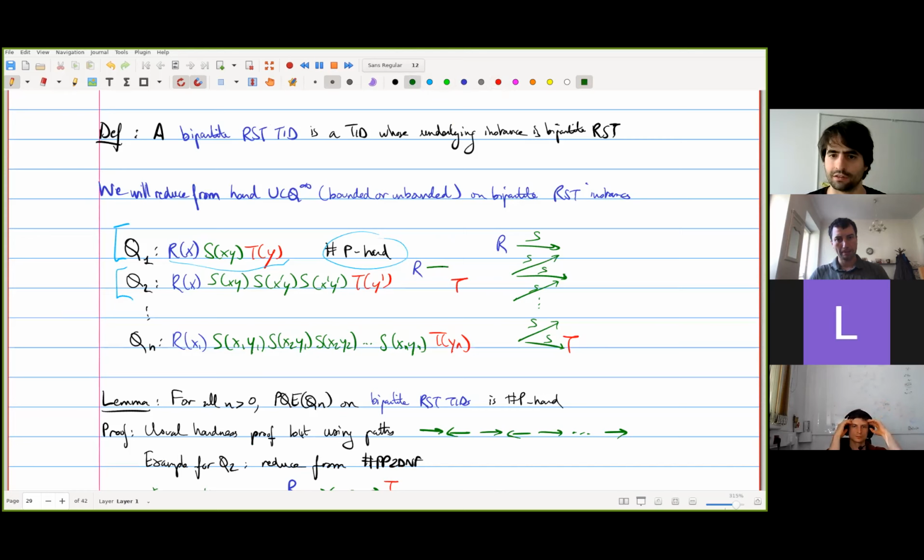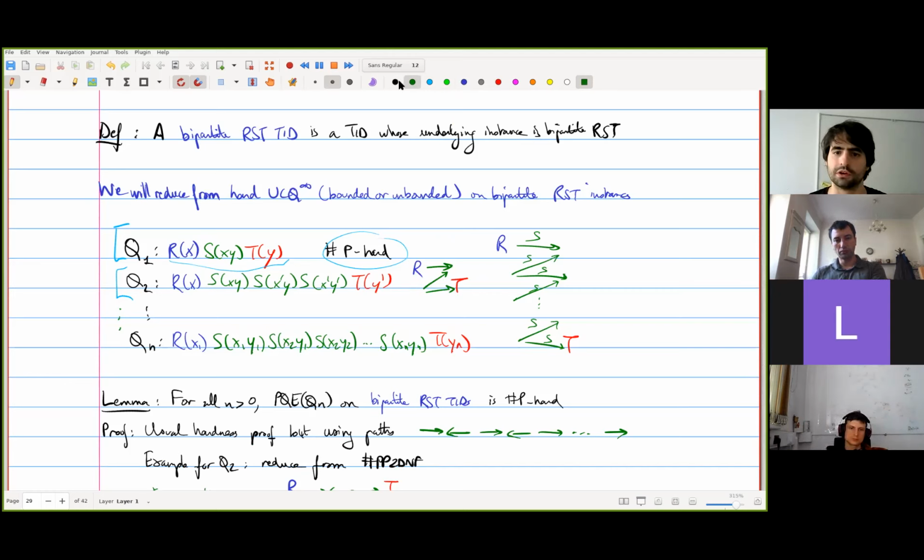It's R, I have an S, I'm going back on an S, and then I'm going forward on an S. So it's R and T connected by a back and forth path of S edges of length 3. And I do this for all possible lengths. And I claim that all of these queries are #P-hard on bipartite instances.